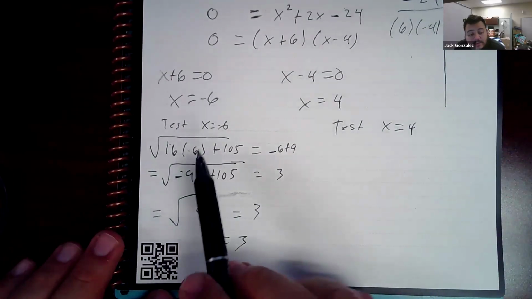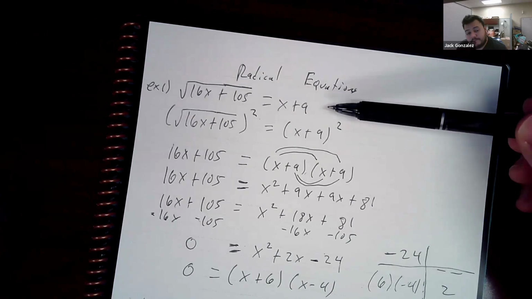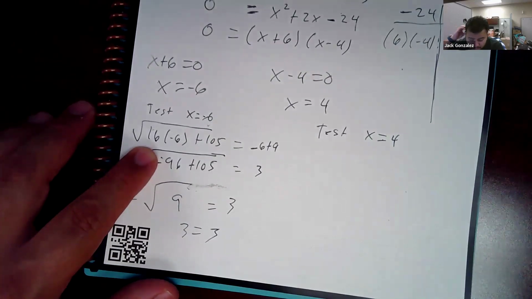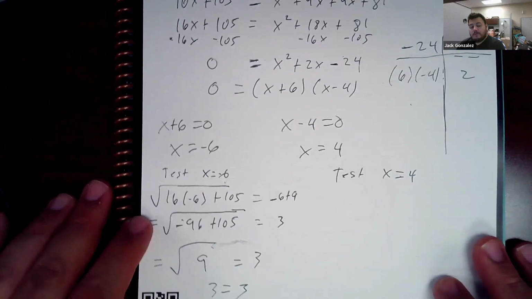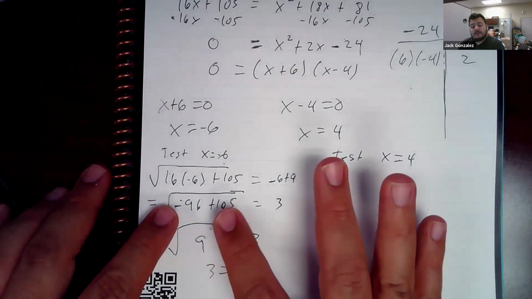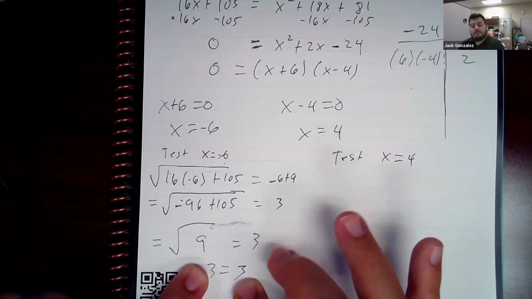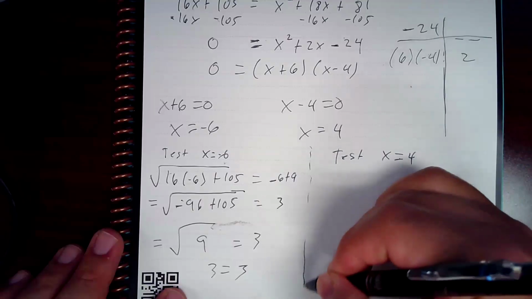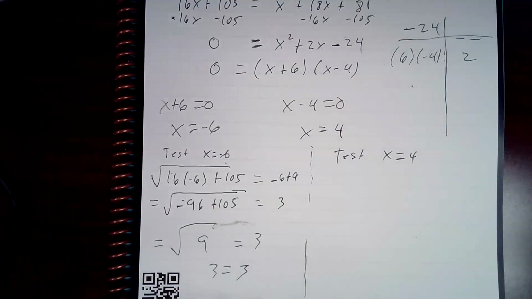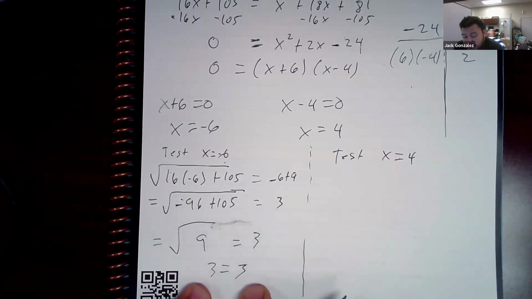Okay, so let's go through this. Test the first solution, negative 6. I plugged it into the original. So 16 times negative 6, plus 105, is going to be 9. Square root of 9 is 3. So it's equal to the same thing. So it looks like negative 6 actually works. Basically, we're just trying to see if it's going to equal the same number on both sides. If you get equality, then that means it is a solution.